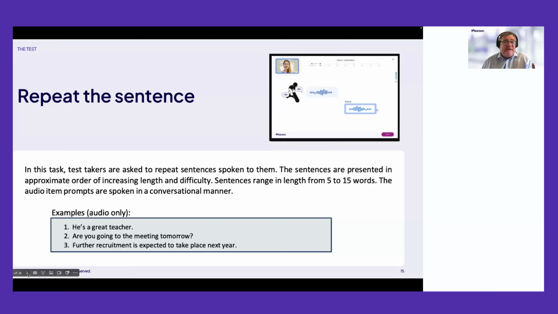So, for example, one of the questions on the test is repeat the sentence. All the test taker has to do is hear a sentence and repeat it. Now, a lot of information can be gleaned from that. The sentences are different lengths. They get slightly harder as you go through the test. We take a number of these because they're quite quick and relatively easy to do. But a lot of information can be gleaned from that question in terms of the test taker's ability to listen and speak.